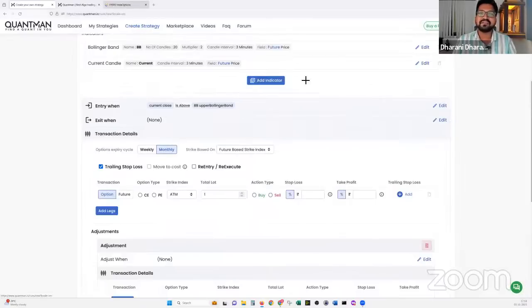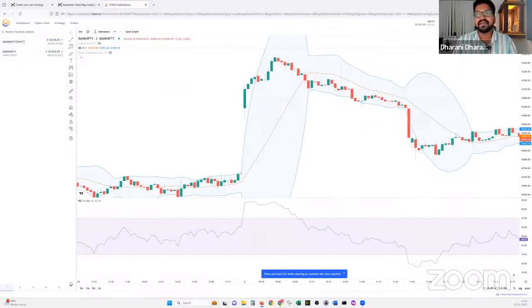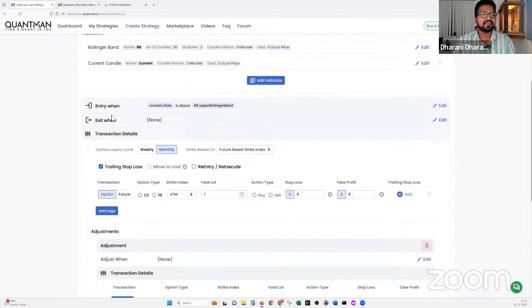And what is my exit? It's going to be very simple. Whenever my candle close is below the middle Bollinger Band. This orange line that you see over here is the middle Bollinger Band. So whenever it closes below the middle Bollinger Band, I'm going to exit my trade. So how can I create the exit plan?